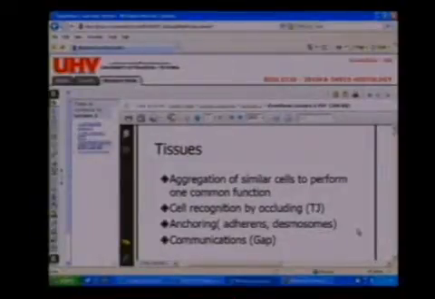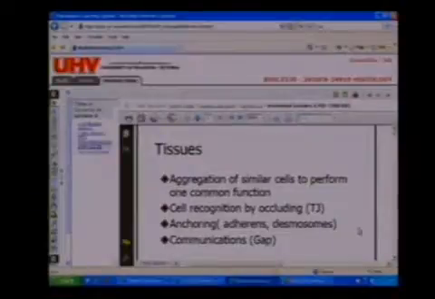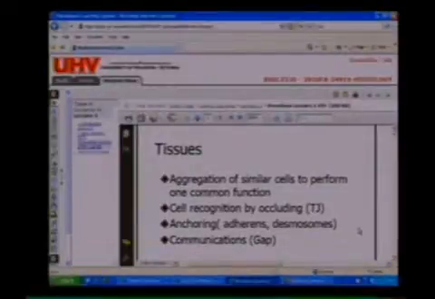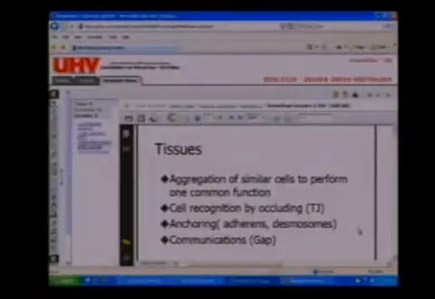All right. So tissues is the topic: first the general tissues, and then we go on to individual tissues. General tissues means the aggregation of similar cells to perform one common function.